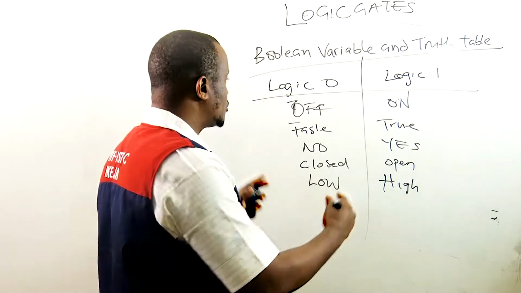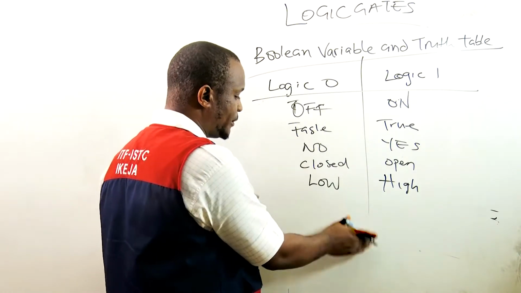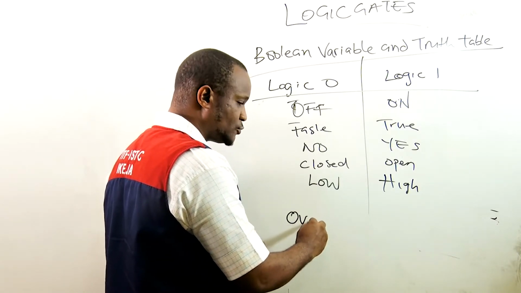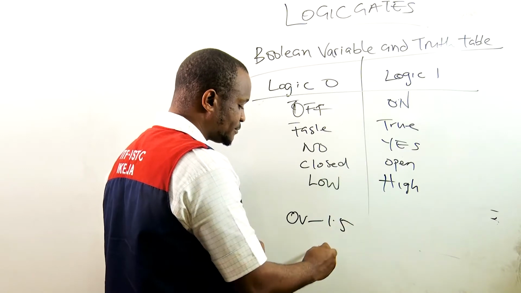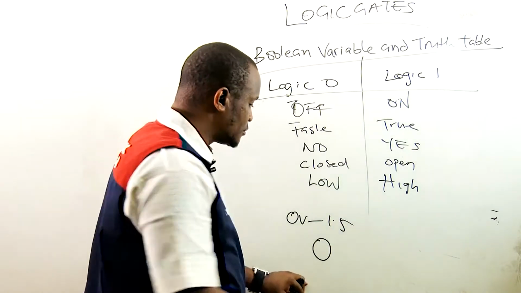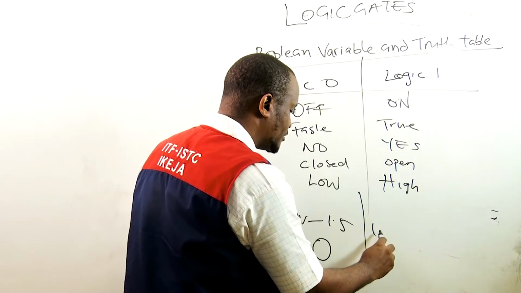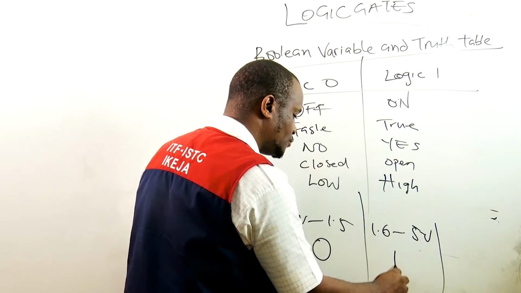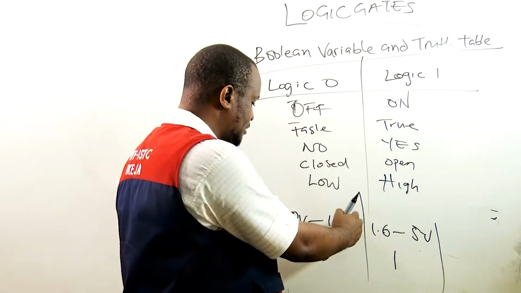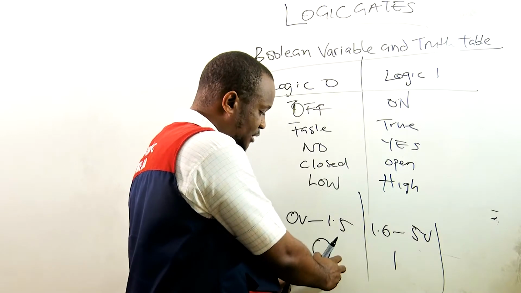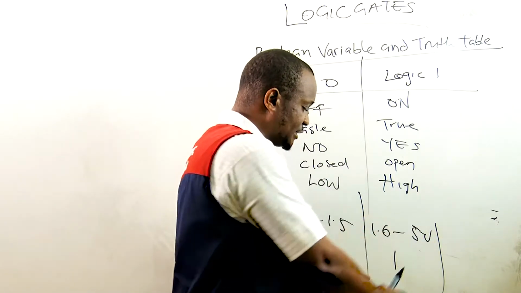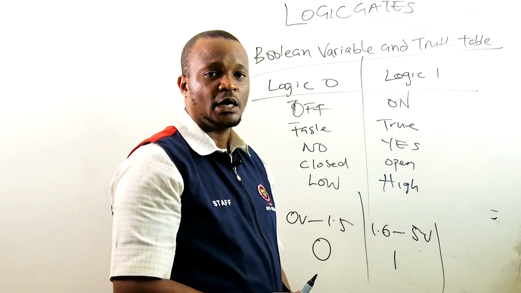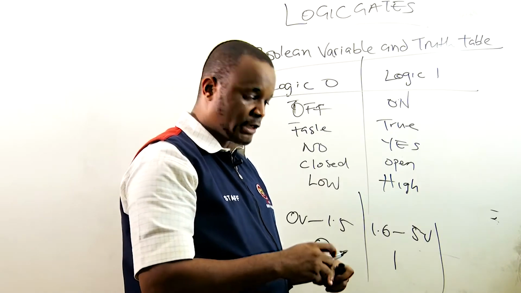So you can group a certain voltage that goes probably into a controller. You could say anything from 0 volts to, let me say, 1.5 volts, give it a logic level of 0. And anything above 1.5, let's say from 1.6 to, let me say, 5 volts, give it a logic 1. So whenever the system sees a voltage in the lower range, it outputs a 0. And when it sees something greater than that, it outputs a 1. So that's what we mean by a Boolean variable.